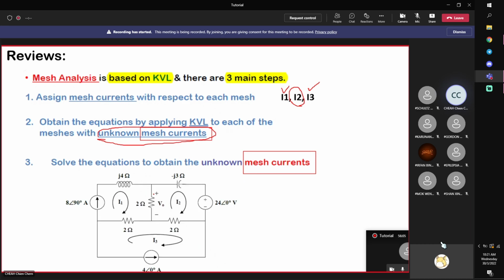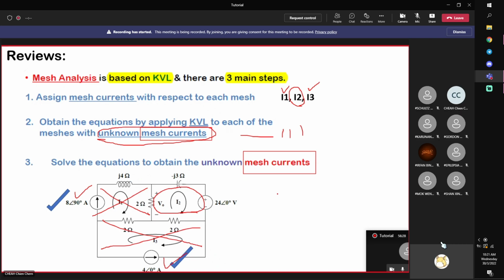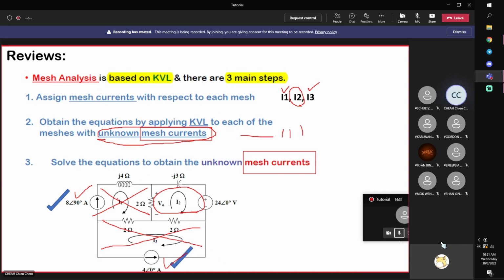So over here, we know that this is known. This is known, which means that no need to take KVL here. Just take KVL here. Write down one equation, then solve for this one equation directly. All right, so this is what we will do, because these two are known. Any questions?